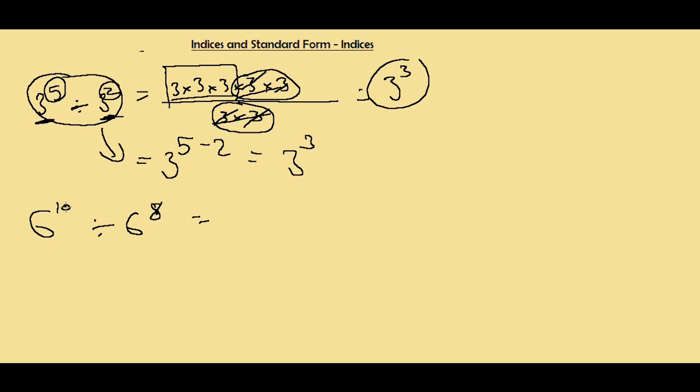But what we can do is use our division of indices rule, which is base number the same, which is great, so it's going to be a 6, and then we're going to take the powers away. 10 take away 8. So that makes 6 to the power 2, which we can do, nice and easy, 36. So that's a good indication of how something like these rules can be really useful for simplifying a problem and saving yourself a whole heap of time.